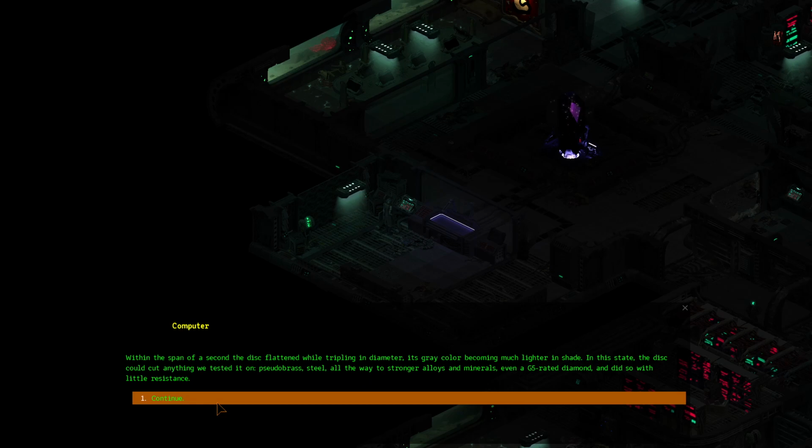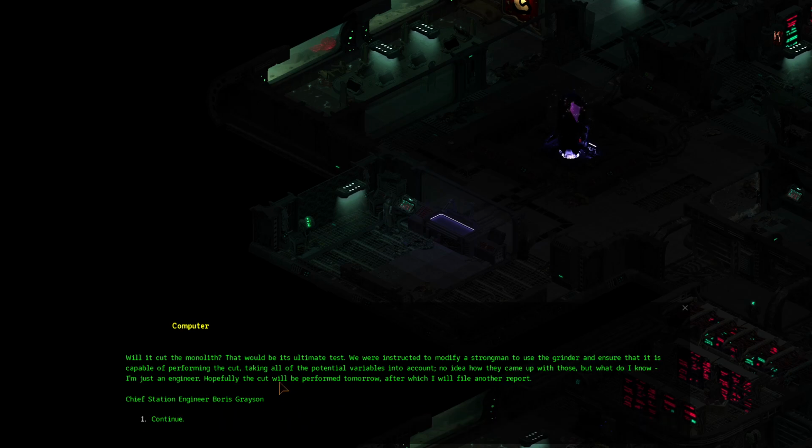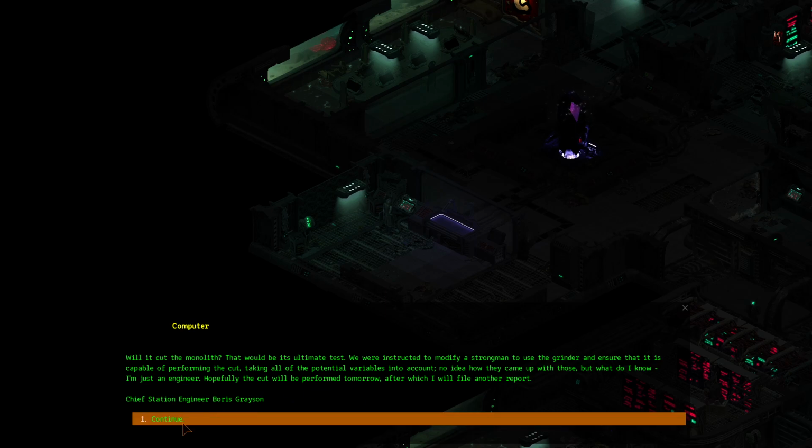In the span of a second, the disc flattened while tripling in diameter, its gray color becoming much lighter in shade. In this state, the disc could cut anything we tested it on, pseudobrass, steel, all the way to stronger alloys and minerals, even a G5 rated diamond, and did so with little resistance. Will it cut the monolith? That'd be its ultimate test. We're instructed to modify a strongman to use the grinder and ensure that it is capable of performing the cut, taking all the potential variables into account. No idea how they came up with those, but what do I know? I'm just an engineer. Hopefully the cut will be performed tomorrow, after which I will file another report. Chief Station Engineer Boris Grayson.